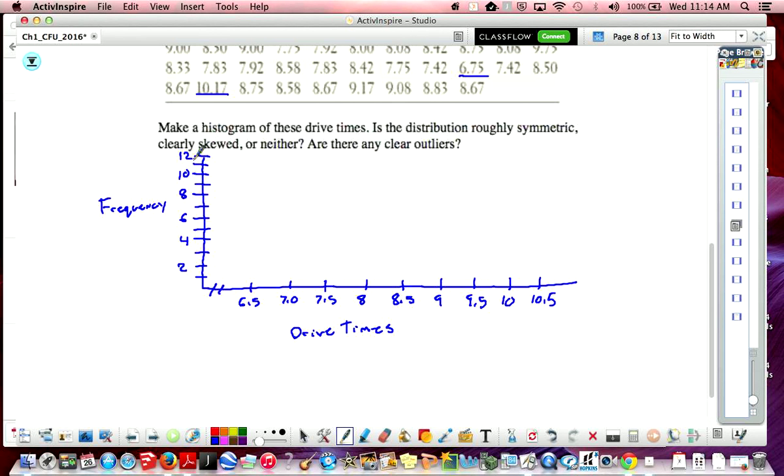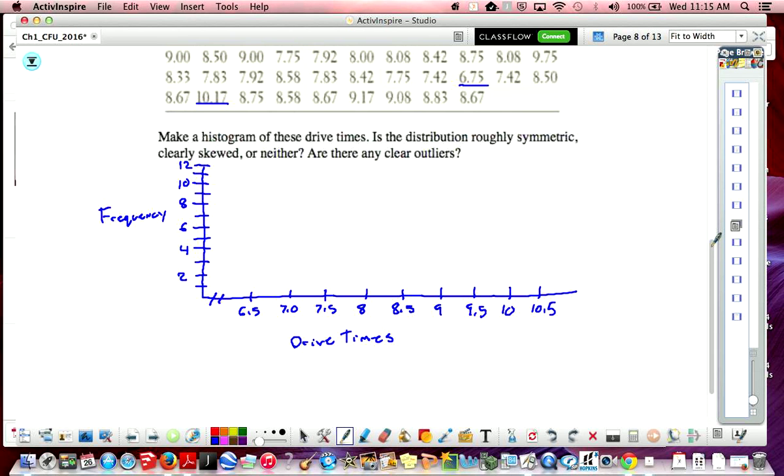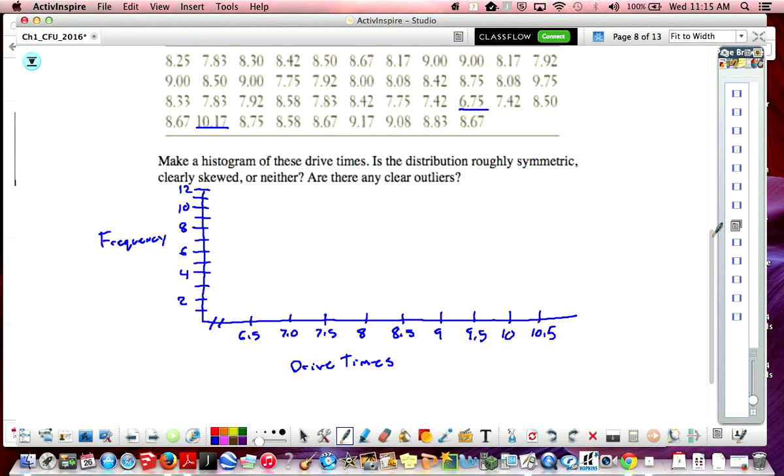So now I want to first start with drive times between 6.5 and 7 minutes, but not including 7 minutes, because remember the histogram falls to the right. So I think this was my only one that was in the 6s. So what I'm going to do is make a little bar here. I'm even going to put how many I had, 1.